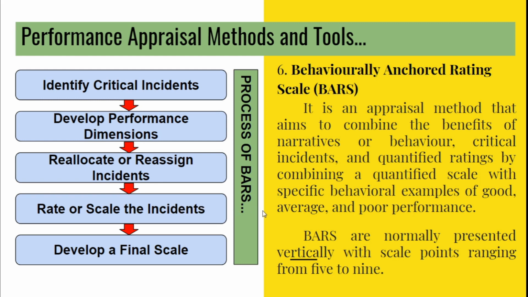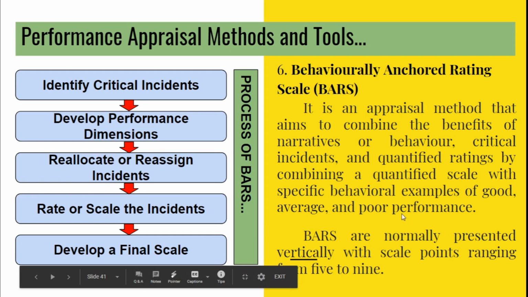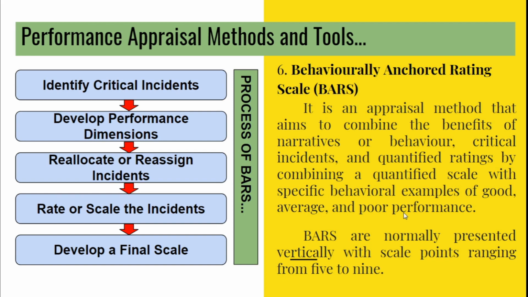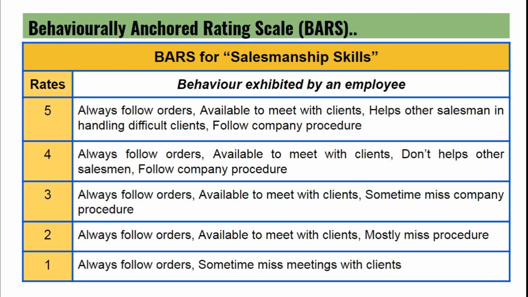Okay. Please take a note, BARS are normally presented vertically with scale points ranging from 5 to 9. Let's understand BARS by taking salesmanship skills. Now see, we have created a BARS for salesmanship skills. It is a 5-point scale. As we have already discussed here, you can see the behavior of an employee during his job and the rating given to the specific behavior. The rating has been given from 1 to 5, where 1 is the least preferred behavior and 5 is the most preferred behavior. This is a range of 5, as we have already discussed that the rating could be given in BARS from 5 to 9. This is a 5-scale BARS tool.